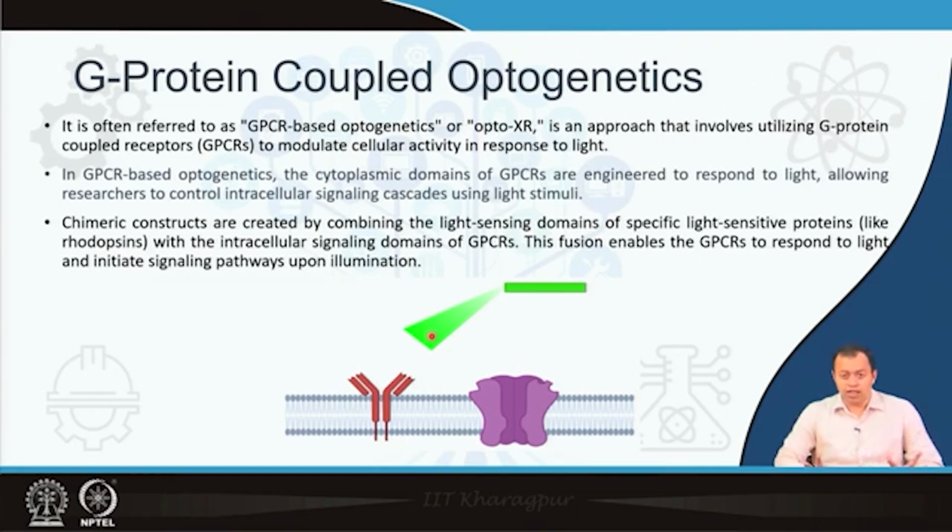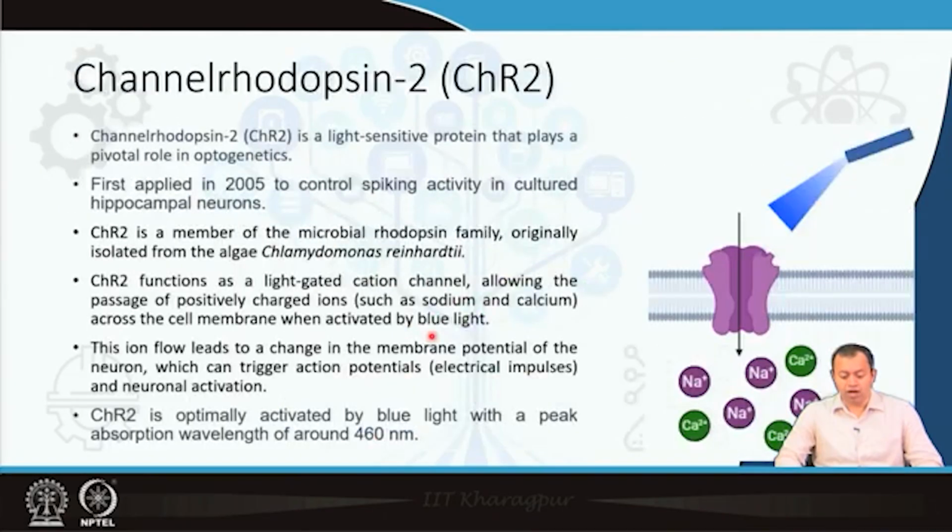This is extremely cutting edge. Think about how far we have come. So, this is exactly what I was talking about. This is channel rhodopsin, a light sensitive protein that plays a pivotal role in optogenetics. This was applied in 2005, and this comes from this. So, CHR2 functions as a light gated cation channel, allowing the passage of positively charged ions such as sodium and calcium across the cell membrane when activated by blue light. So, this is the gate, you have activated it by blue light, and it allows the flow of positive ions.